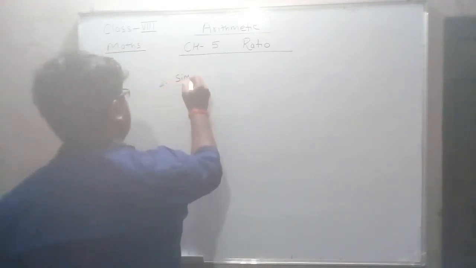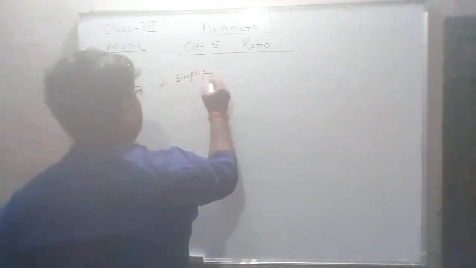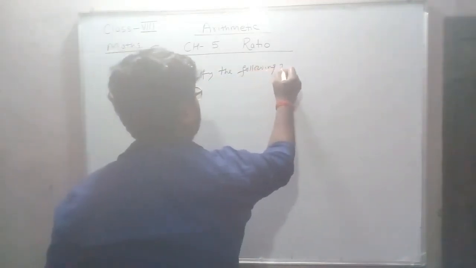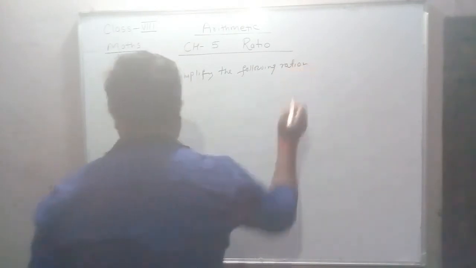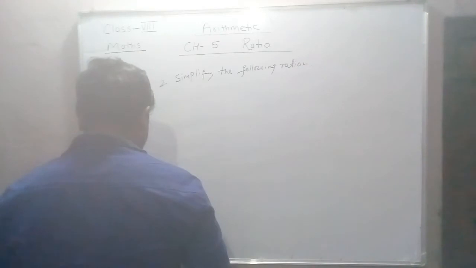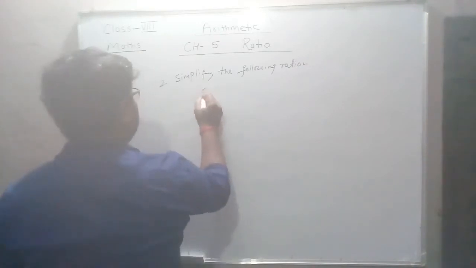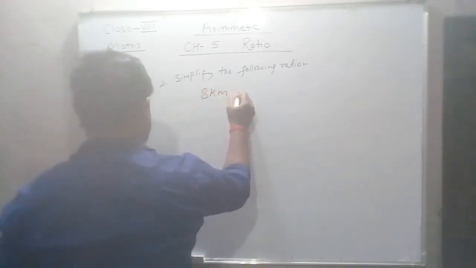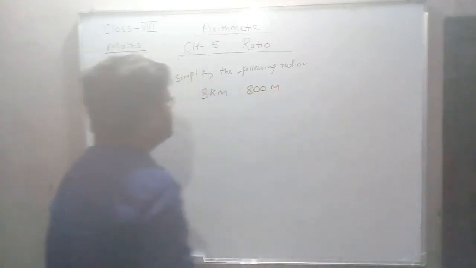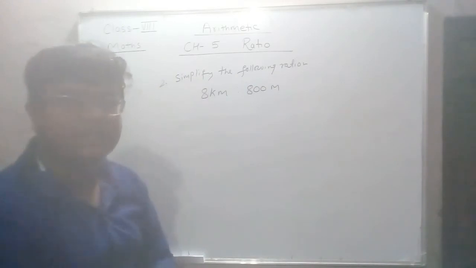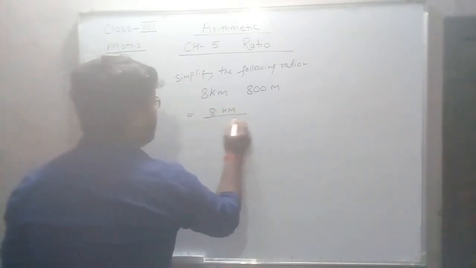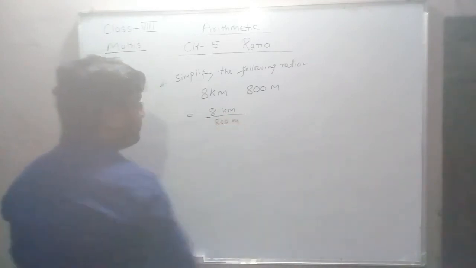The question is, simplify the following ratio, in your exercise 5A. Simplify the following ratio. The question is 8 kilometer is to 800 meter. So you need to simplify, meaning you have to find the simplest ratio. What does it mean here? 8 kilometer upon 800 meter.